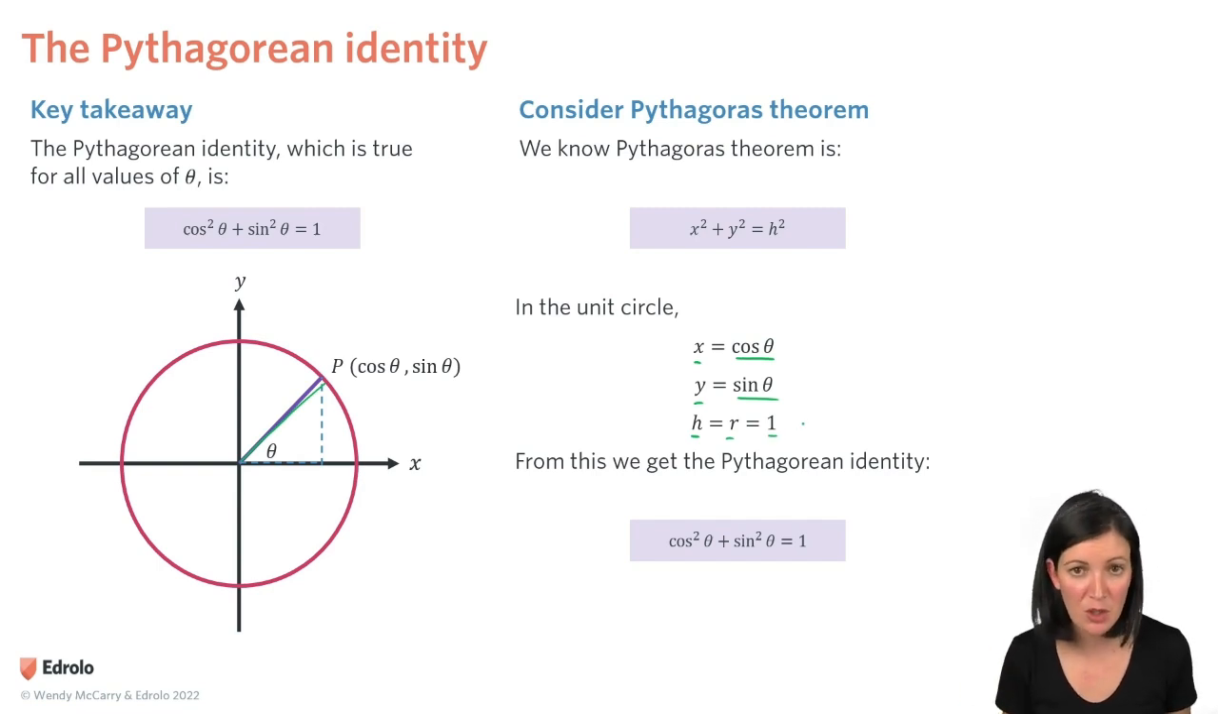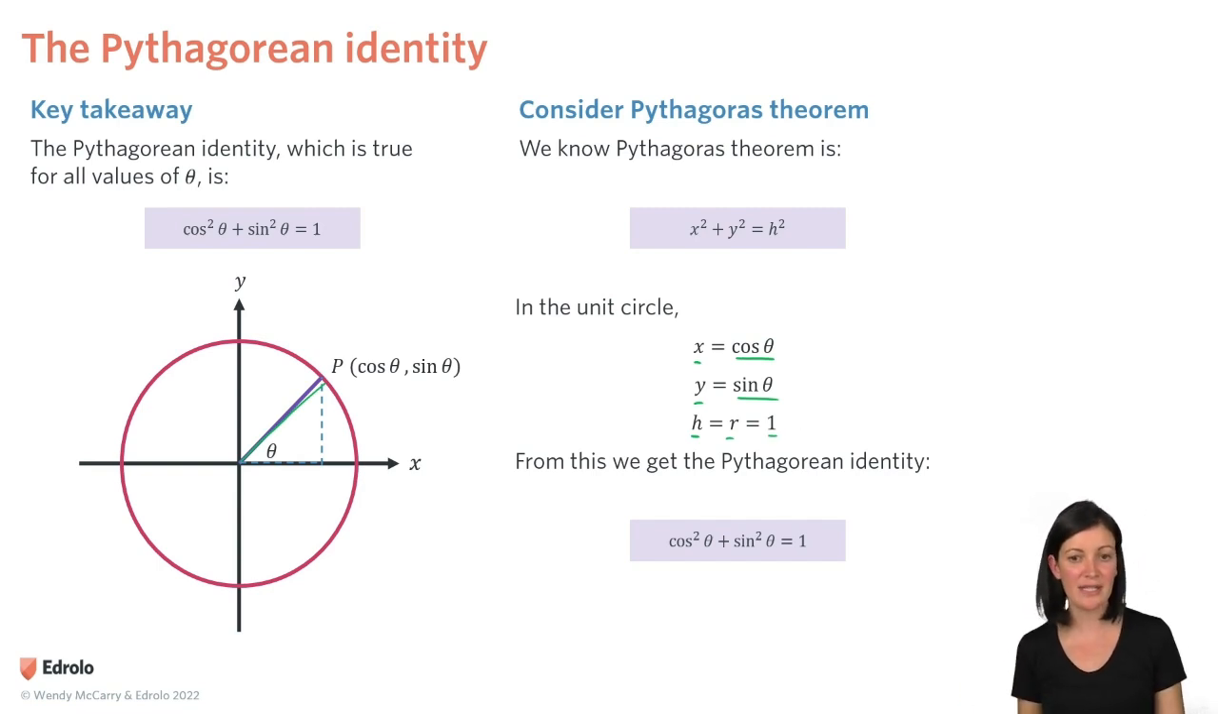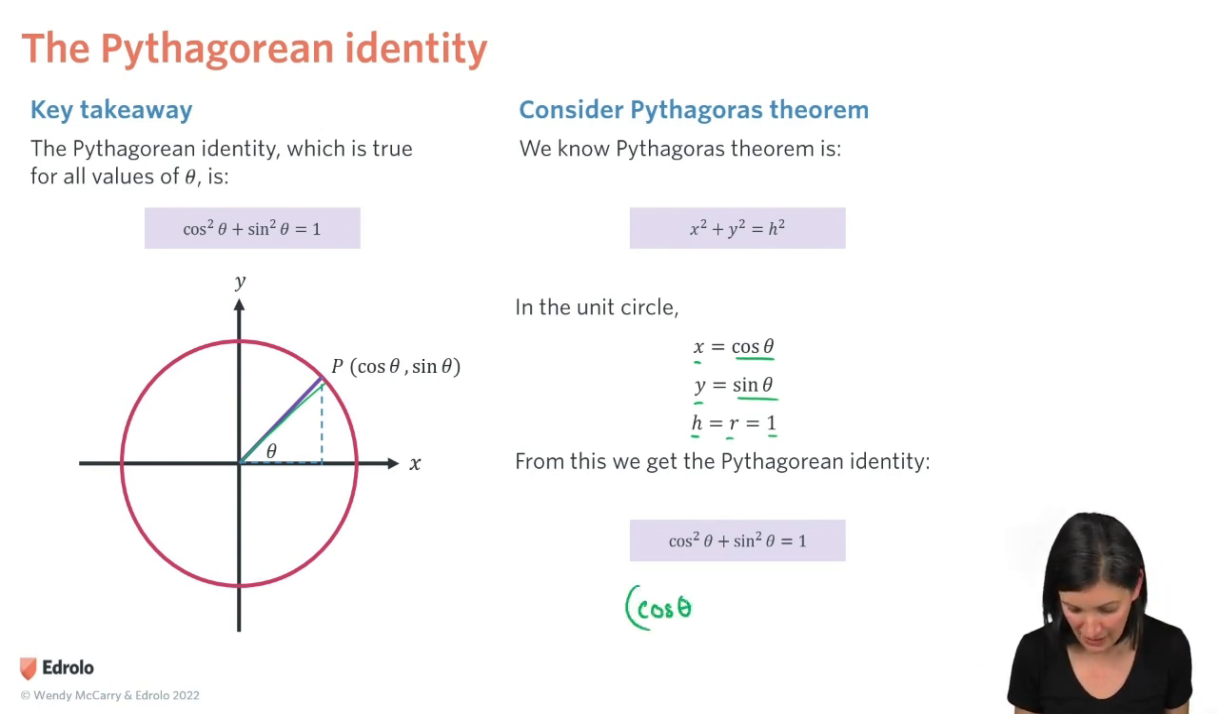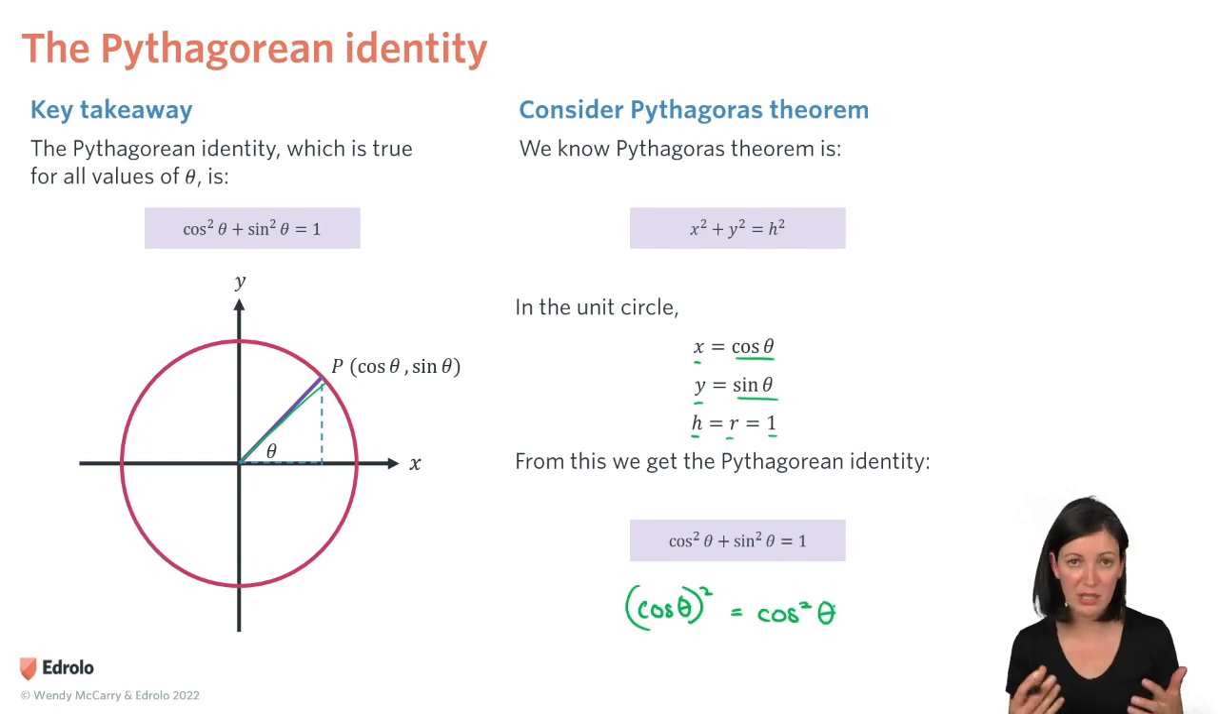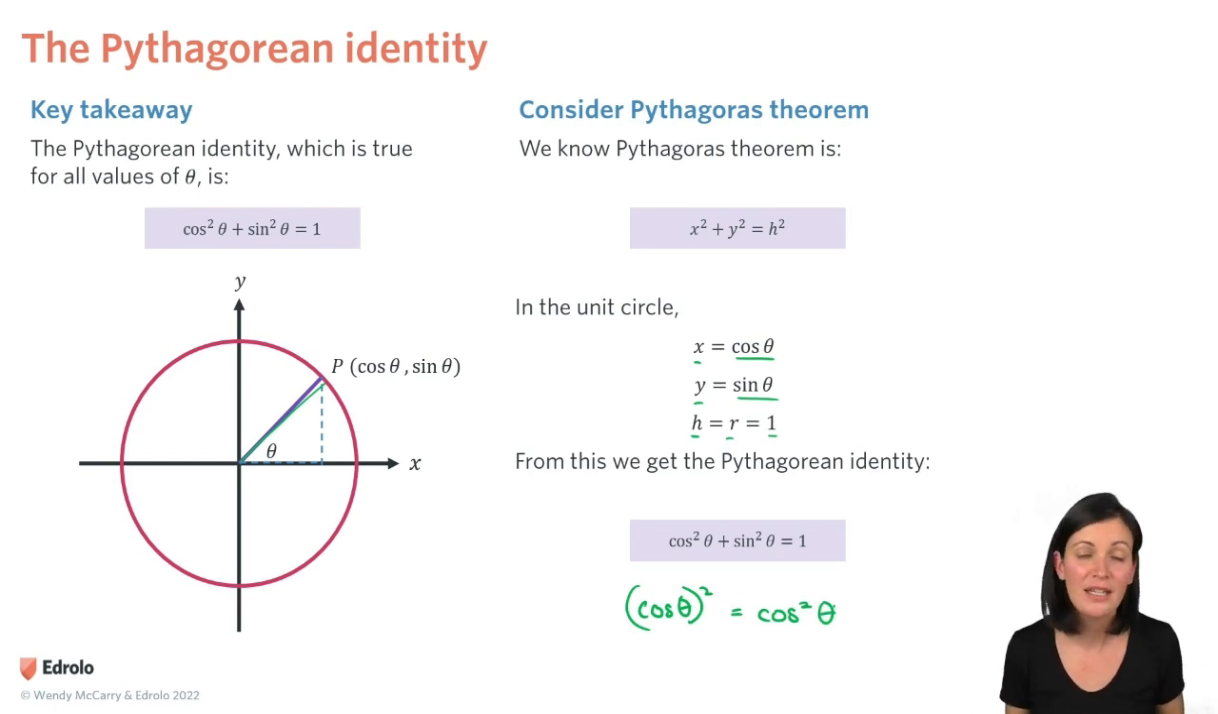So if I substitute those values into Pythagoras' theorem, I get that cos squared theta plus sine squared theta is equal to 1. Now, just a little bit of notation. We don't really write cos theta squared. I don't know why, but the notation is cos squared theta, and they mean the exact same thing. And we'll look at what that means when we substitute some values in the next example.